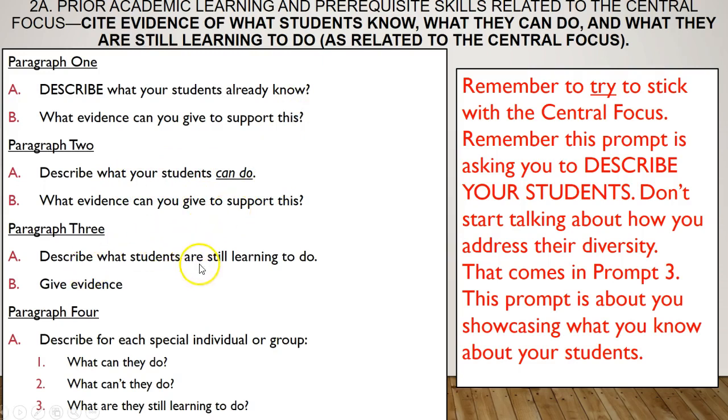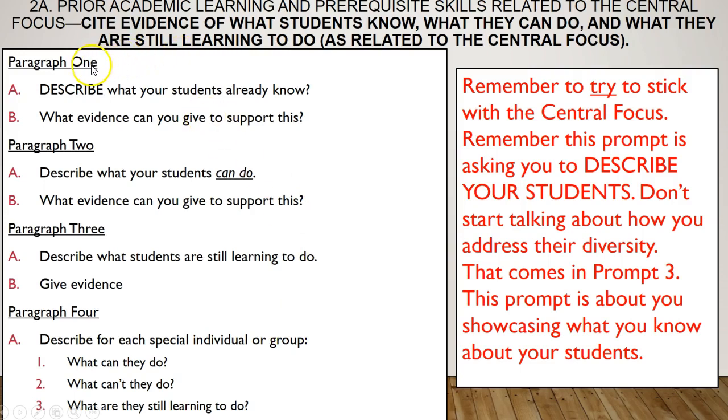Describe what the students are still learning to do. Well, we know that they can add 2 one-digit numbers, but they're still working on maybe subtraction. Subtraction's not as easy for them. Or maybe they're doing well with words that have a short A, but words that have a short O are giving them difficulty. So what are they still learning? They're still developing. And again, how do you know that?